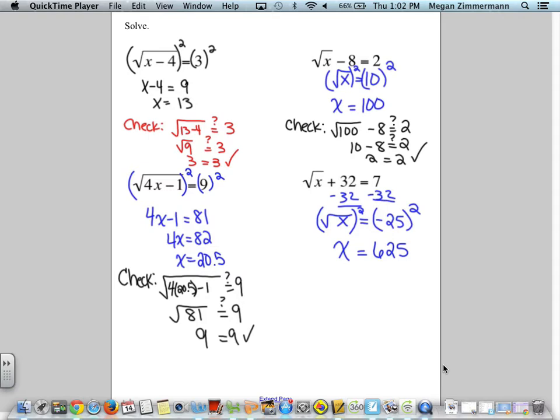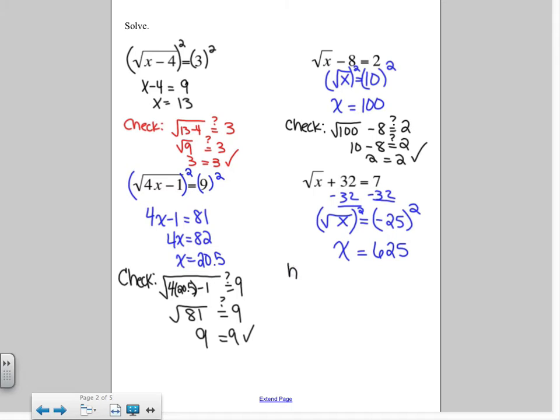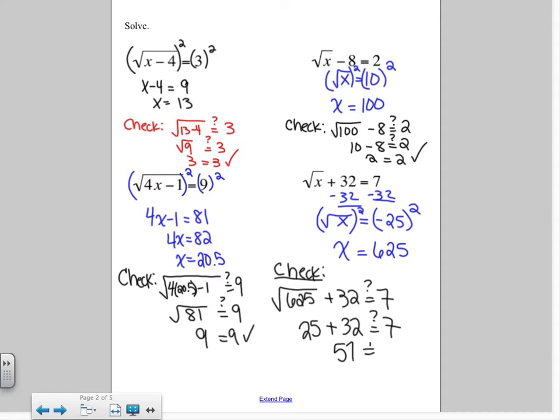All right, so let's check. Square root of 625 plus 32, is that equal to 7? So we have the square root of 625 is equal to 25. So 25 plus 32, is that equal to 7? No, it doesn't. 25 plus 32 is equal to 57, but that's not equal to 7. So let's see why that happens.